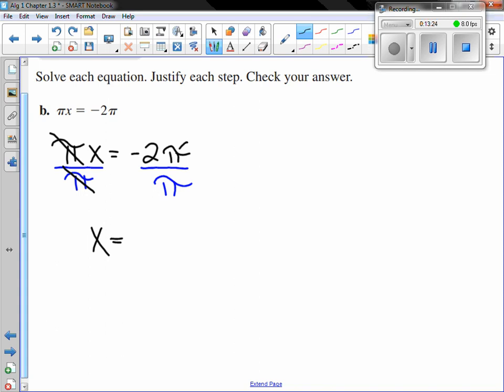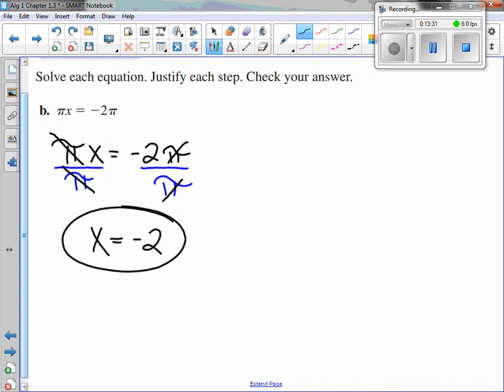Well, hey, look at this over here. This pi and this pi simplify out, leaving me with negative 2. So the value of x for this equation is negative 2. And that's it. That's all we have to do for this. So we used our division property of equality and divided both sides by pi, and we got our answer. And that's all we have to do for this problem.